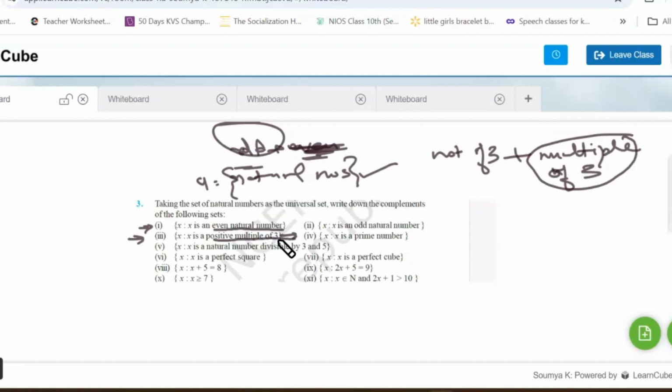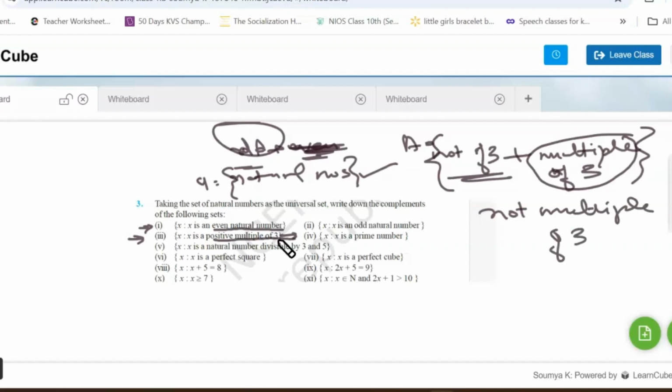When you find the complement of this particular set, consider it is A. In that case, what will be remaining? Only the numbers that are not multiples of 3. So this is the complement set of A. Hope you understood how to do this question. Similarly, do the other questions as well.